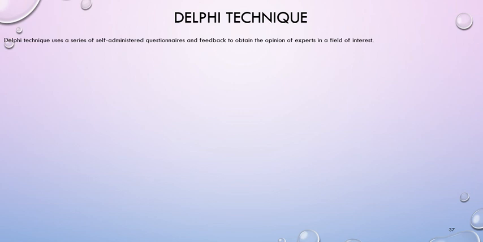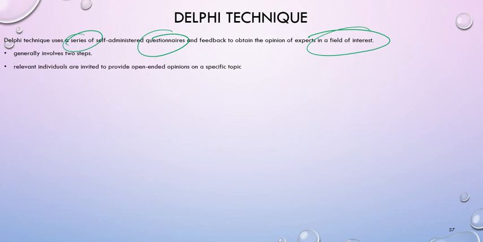So, I want you to remember that a focus group is a group with open-ended questions. The Delphi technique is a series of questionnaires to experts, whereas the focus group is open-ended questions in a group setting, once off, with people who are not experts. So the Delphi technique involves 2 steps.